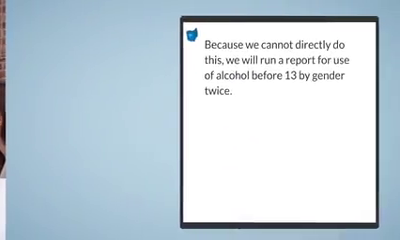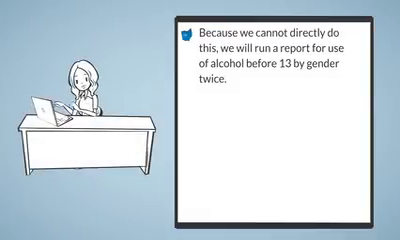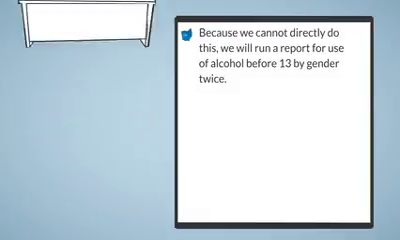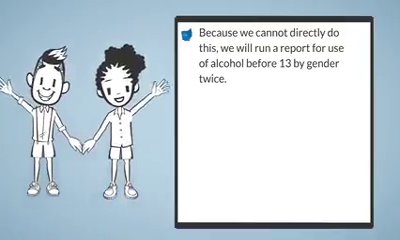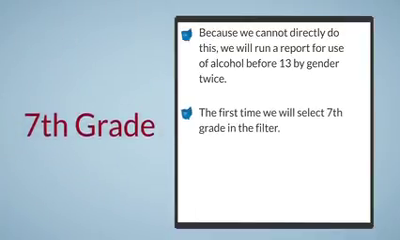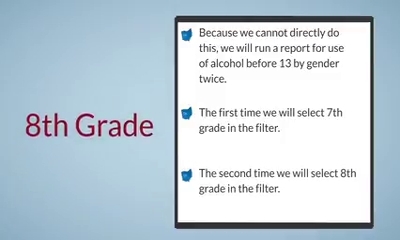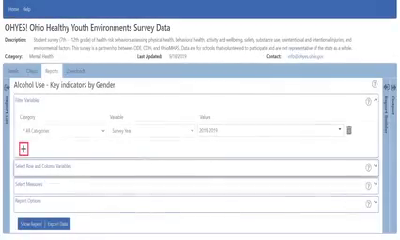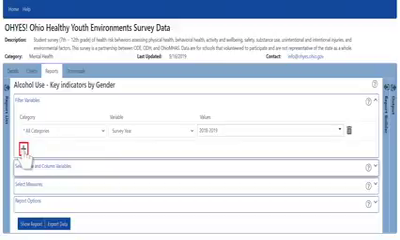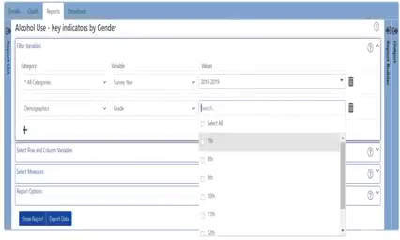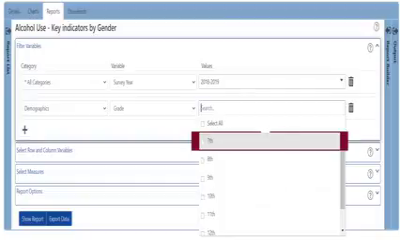Because we cannot directly do this, we will run a report for use of alcohol before 13 by gender twice. The first time, we will select 7th grade in the filter. The second time, we will select 8th grade in the filter. To get started, we will click on the plus sign to add another selection filter. This time, we will add 7th as a select filter for the variable grade.